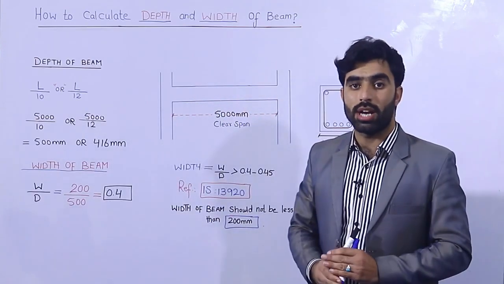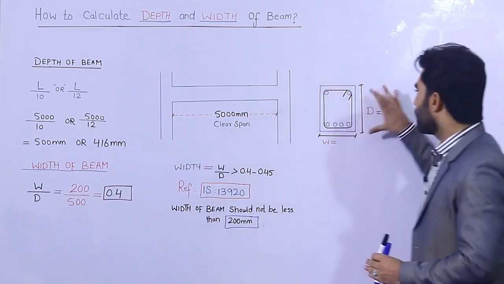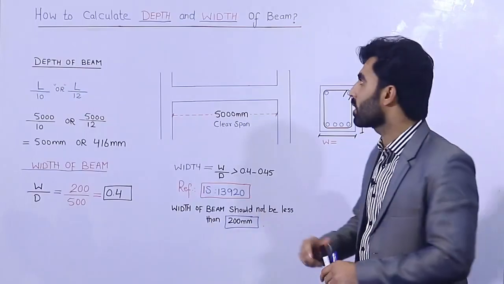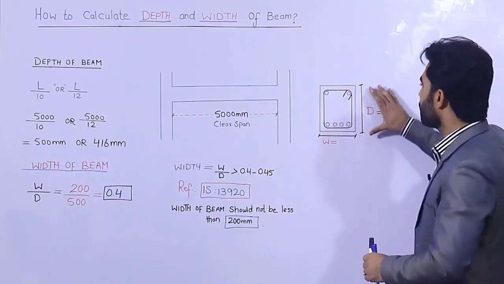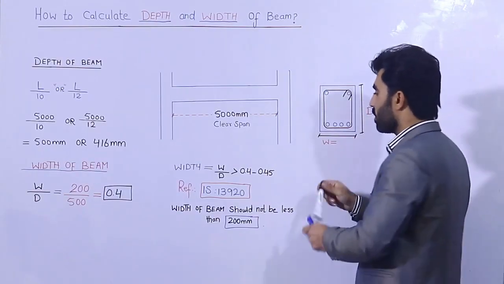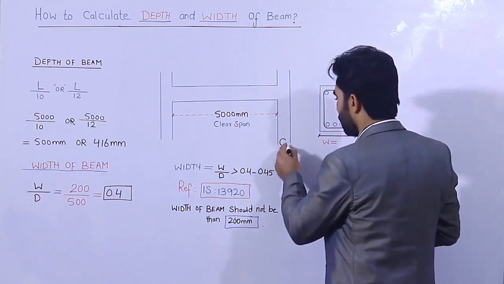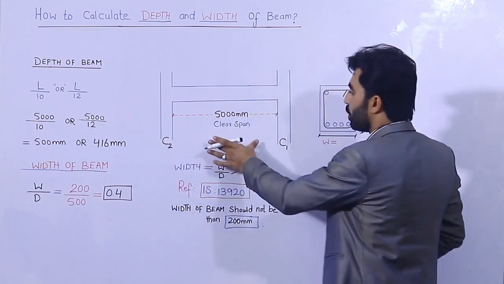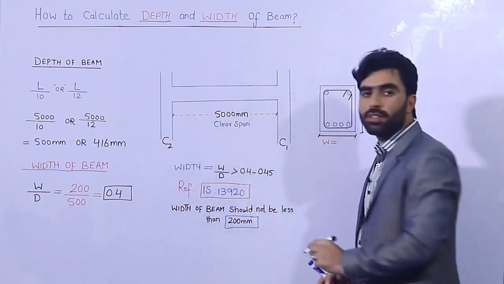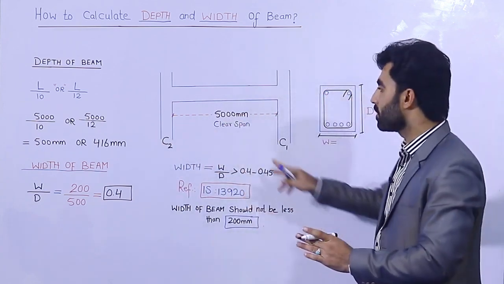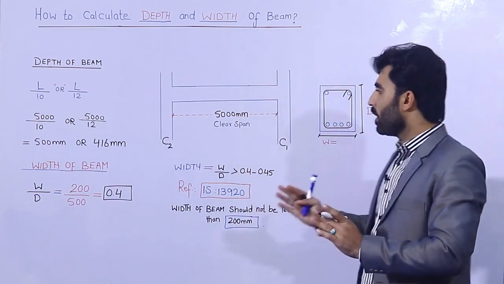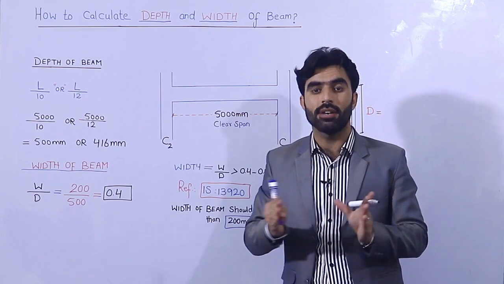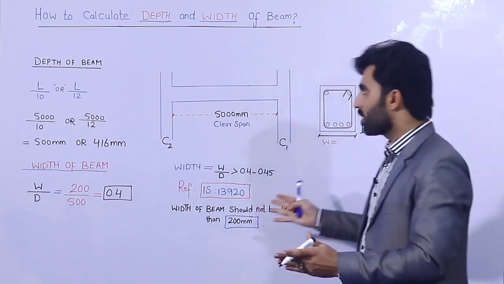Today in this short video lecture, I would like to guide you about the depth and width of a beam by thumb rule. So let's get started guys. As you can see, this is the section of a beam, and this is column 1, C1, or you can say C2, column 2. The clear span between the two columns is 5000 millimeter or 5 meter. This is the clear span. So if we have a span of 5000 mm between two columns, what should be the depth and width of the beam?